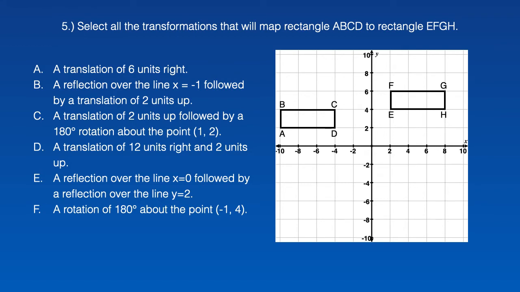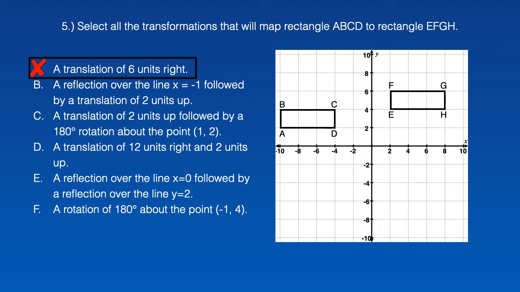Okay, question number 5. Select all the transformations that will map rectangle ABCD to rectangle EFGH. So again, let's go one at a time and see which one of these work. Letter A is a translation of 6 units right. So if I move it 6 units right, you could see that the rectangle does not end up on top of rectangle EFGH. So that one is going to be wrong.